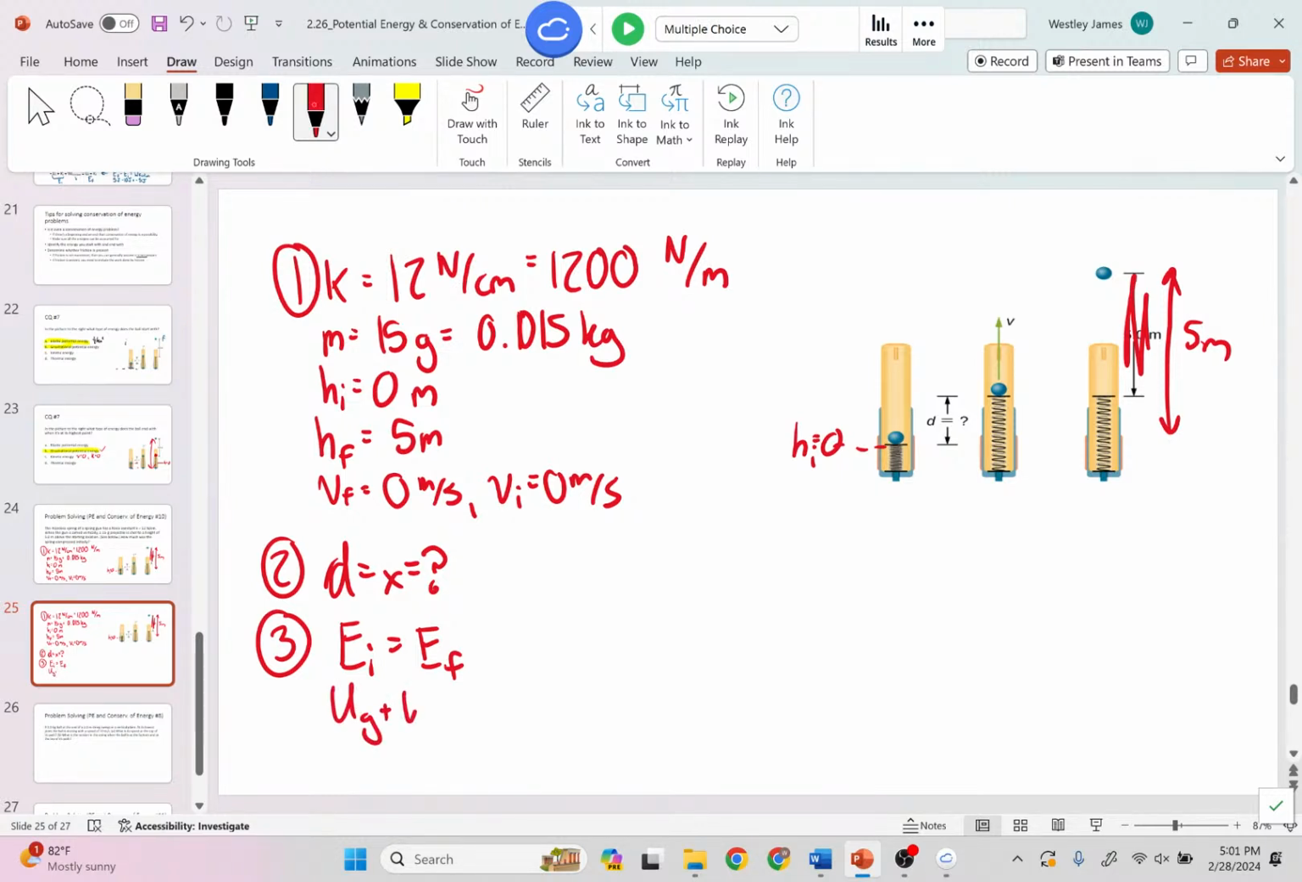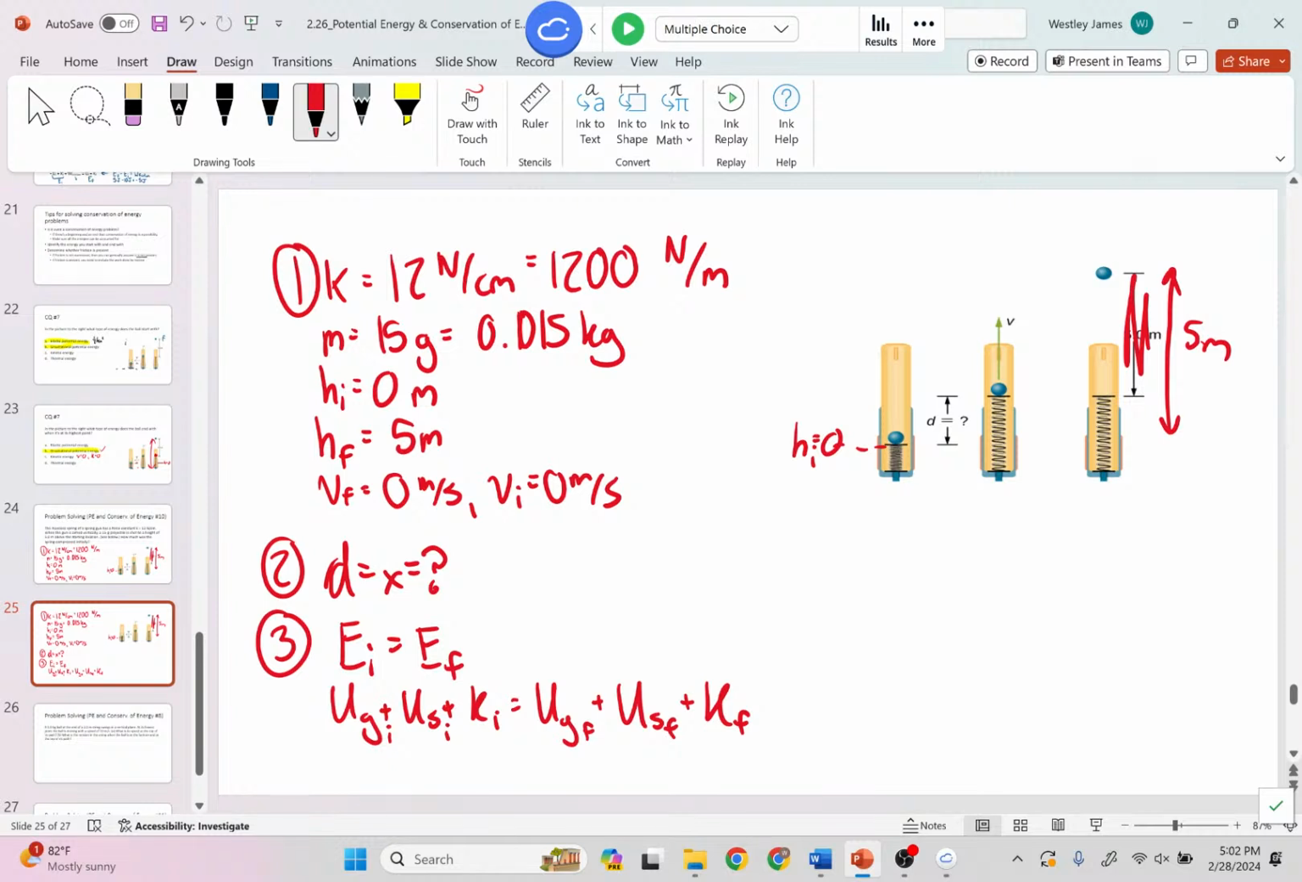All right, so what does that mean? Gravitational potential energy plus spring potential energy plus kinetic energy, initial, equals the same final. This is the long way of writing this. So this is the only time I'm going to ever write out every single one. There are literally only 3 types of energy we've talked about, so those are your choices. And we just go through and say which ones exist.